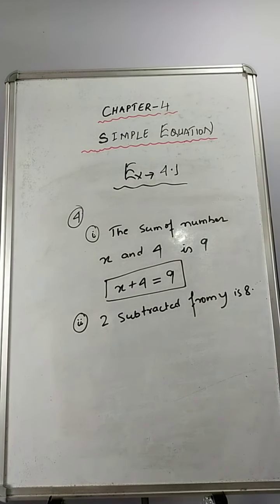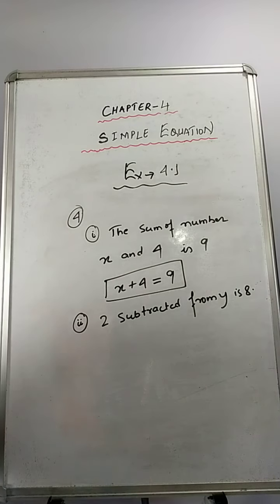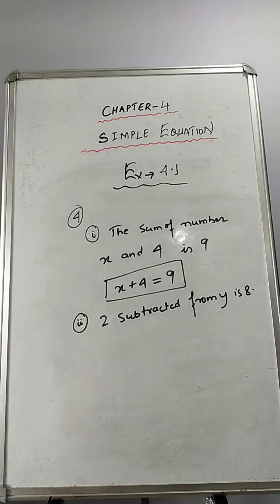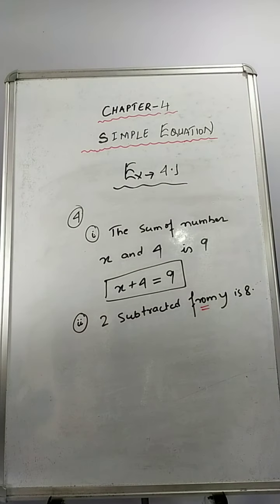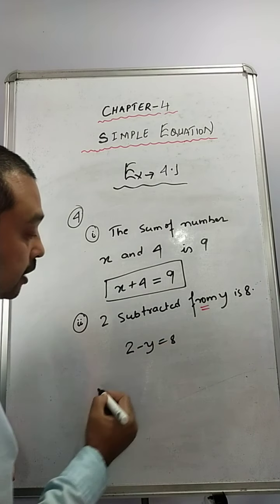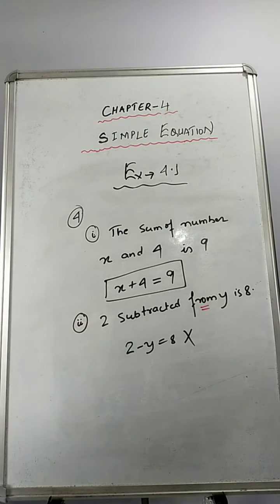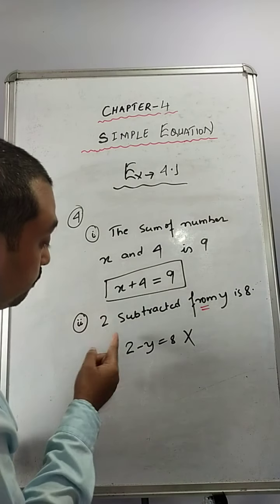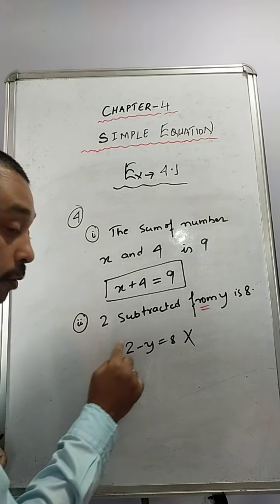Sum number 2: 2 subtracted from y is 8. Very important line. You need to be very careful with the word from, because most of the time students tend to write 2 minus y equals 8. If you write this equation, it will be wrong. Why? Because you have to subtract 2 from y, not y from 2.